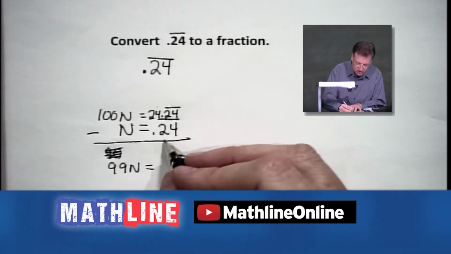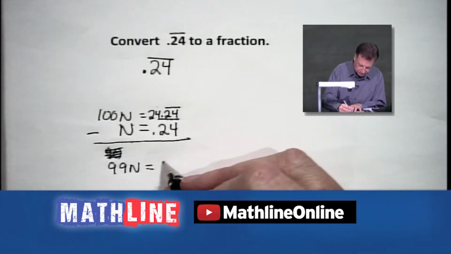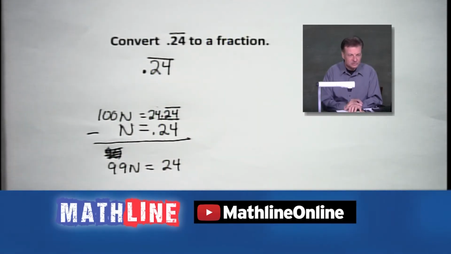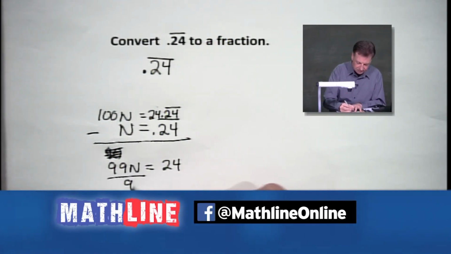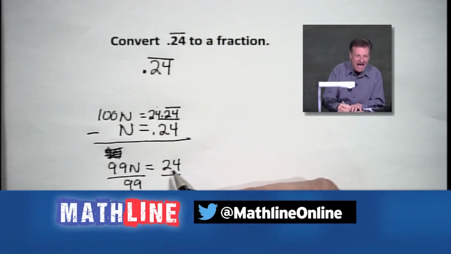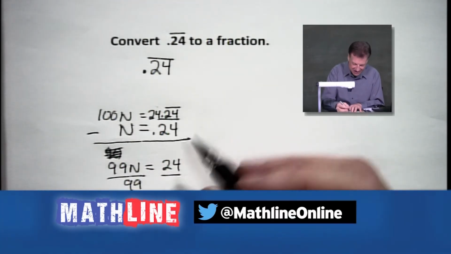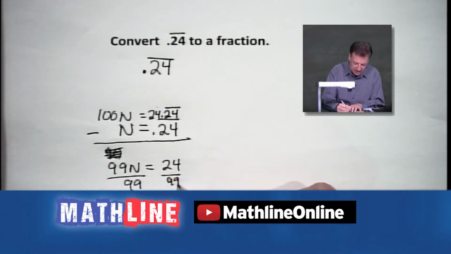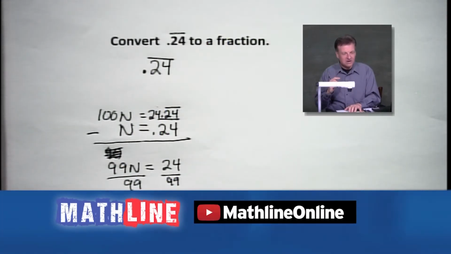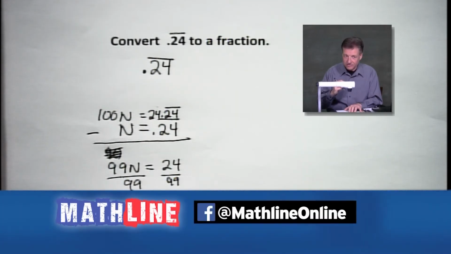Equaling to, well, the bars are gone. We got 24. Got to divide by 99. Just what everybody was waiting for, right? Ha ha! Let's see where this takes us. All right, this is going to do some great stuff here. We got 24 over 99.